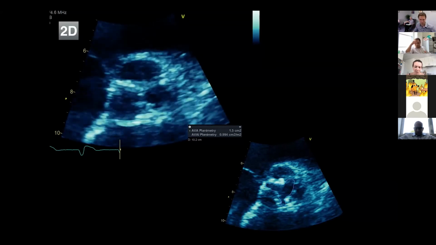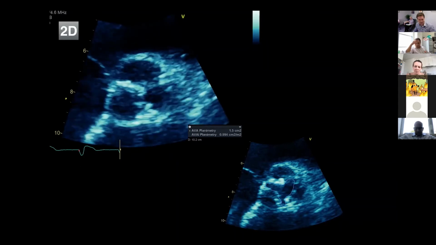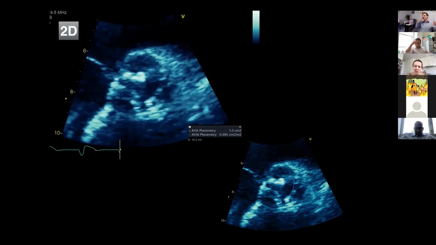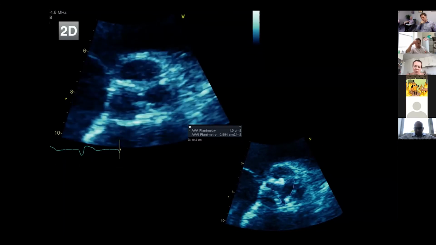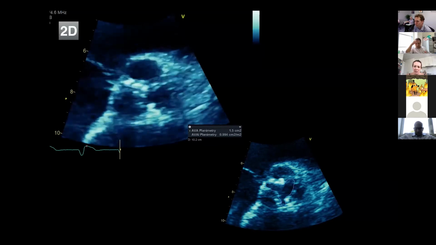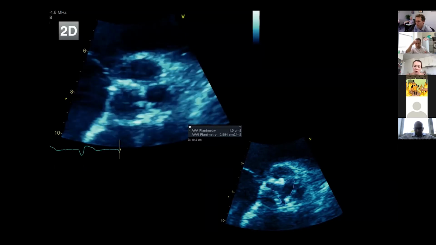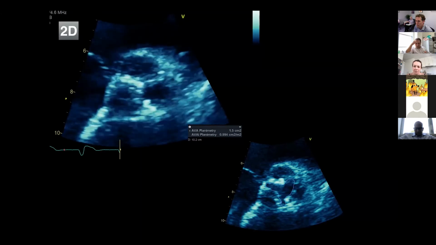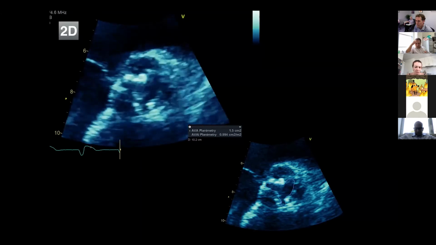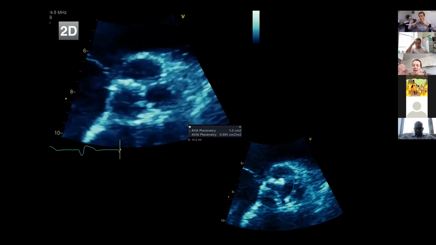Because you're only measuring one aspect of it. You don't know what the flow is through the valve and the pressure gradient between the atria and the ventricle. So that can affect how wide the valve opens. Very nice, very nice.